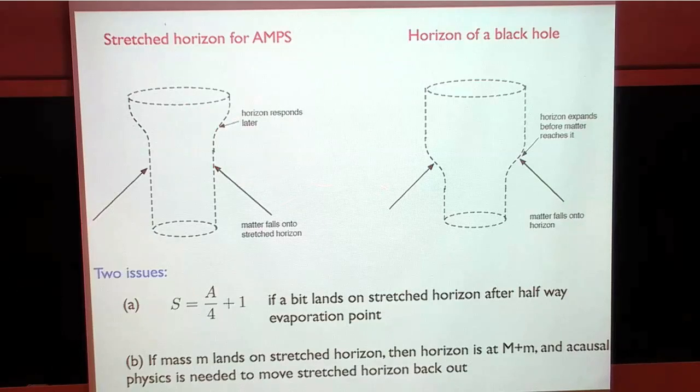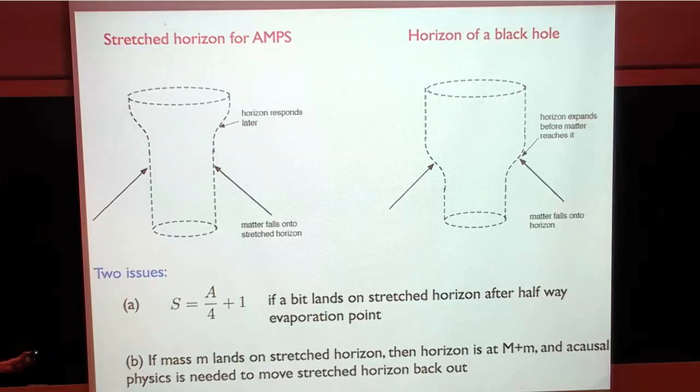So again, I just put the same picture down here. But what were my difficulties with asking that the guy shouldn't respond first? There are two issues. Suppose this guy was carrying one bit of information. The stretched horizon, let's say after the halfway evaporation point, is maximally entangled with everything, so it presumably has entropy A by 4. I think everybody would agree with that. If one more bit lands on it and the horizon expands later, at least for some time, on an area A, I have A by 4 plus 1 bits. And let's ask if that's something we want from the stretched horizon.